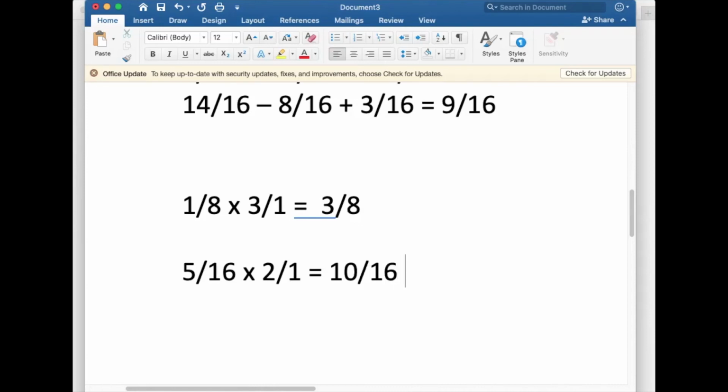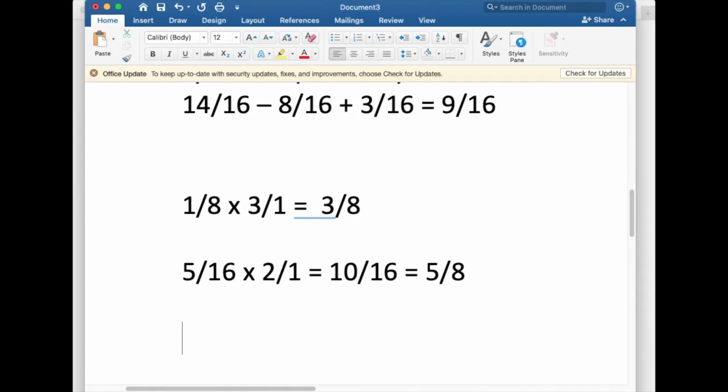But we've got to remember to reduce. So 10/16 is the same thing as 5/8. And we know that because 10 can be divided by 2. 10 is an odd or an even number? Even numbers are divisible by 2, so we can reduce.